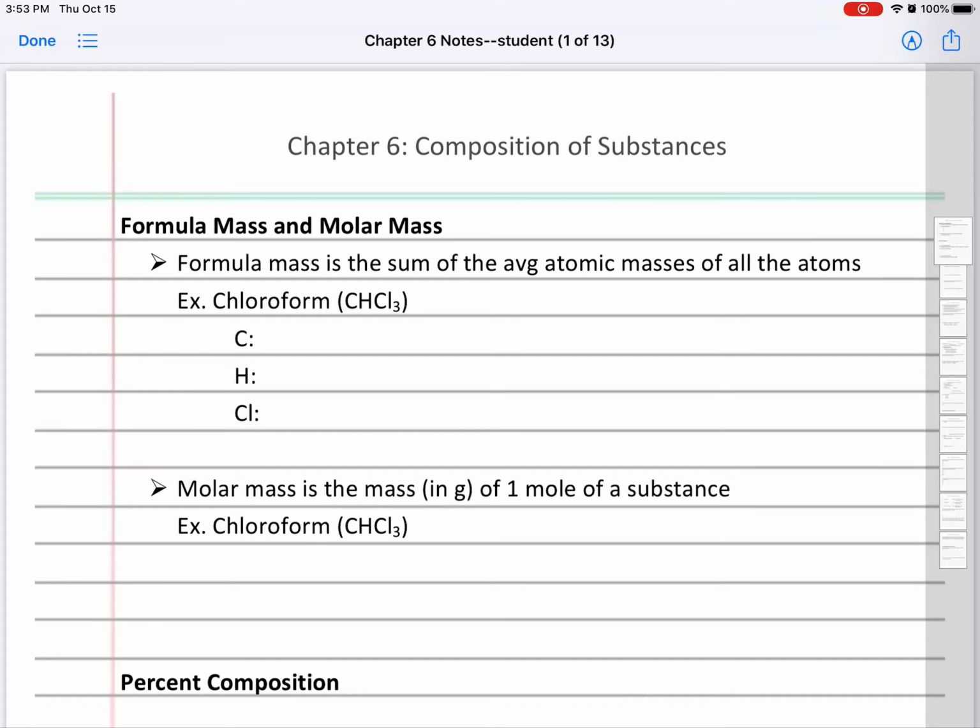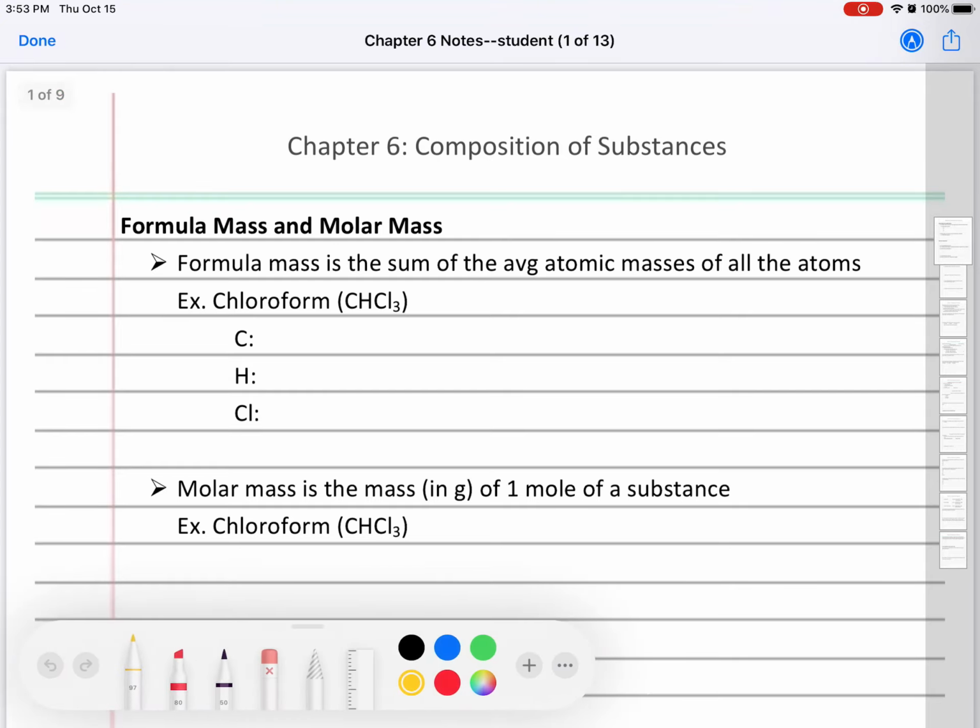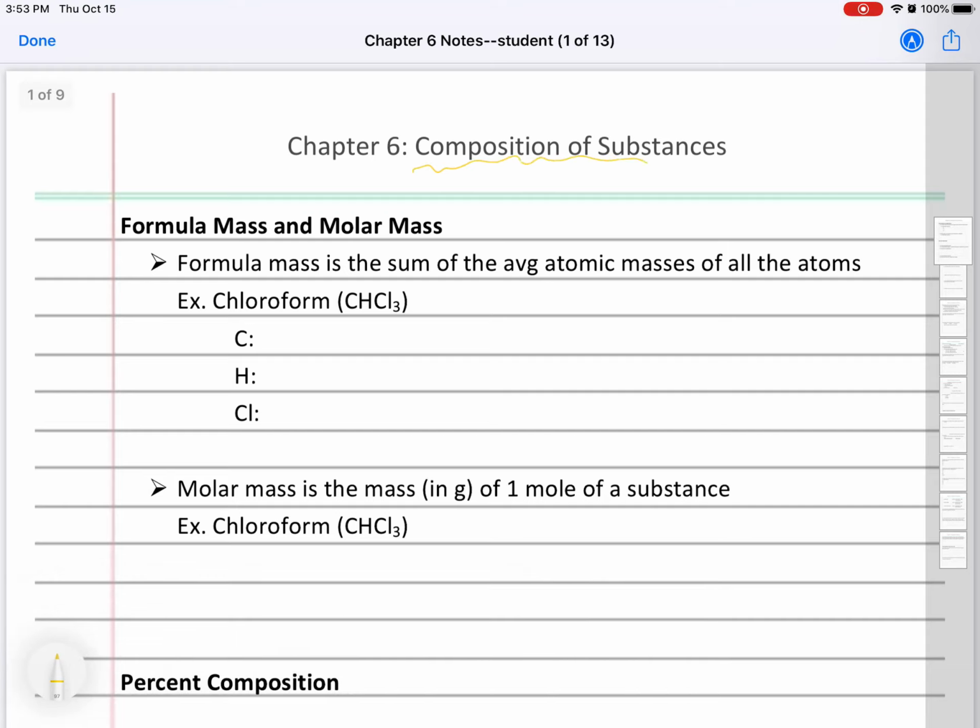Hey everyone, and welcome to the lecture on Chapter 6. Chapter 6 involves a lot of math. We're going to be talking about the composition of chemical substances, of compounds. And so we will be talking about that composition mathematically.